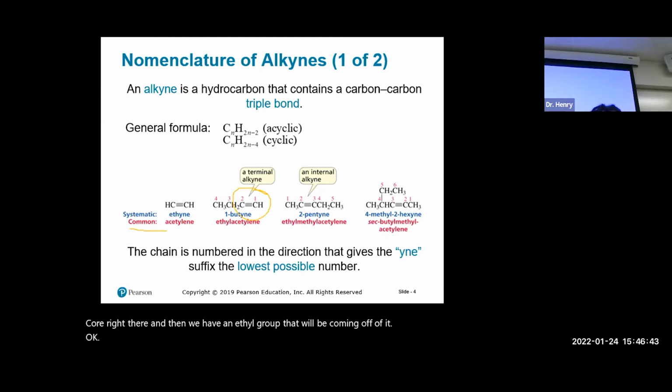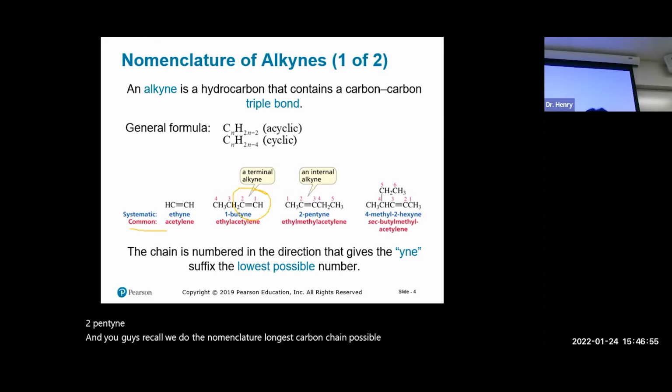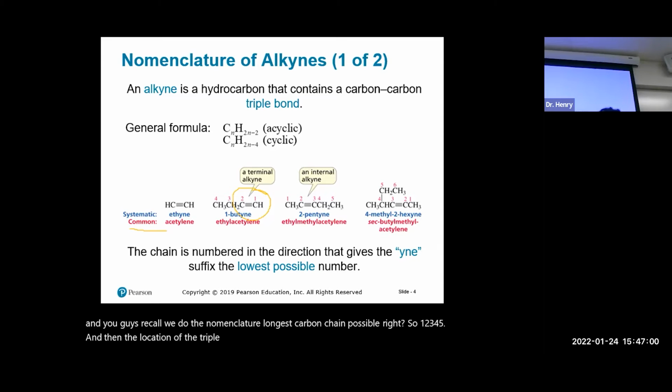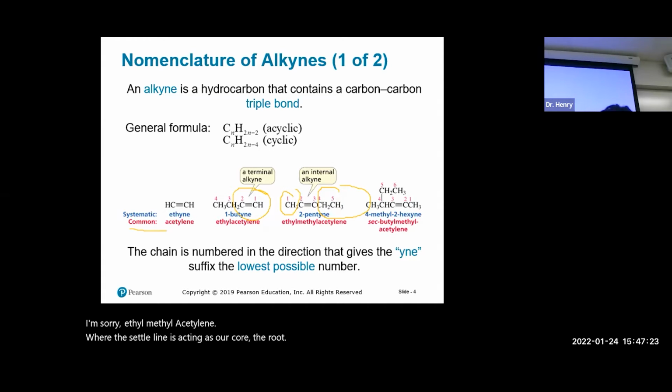Then we have 2-pentyne, and you guys recall we do the nomenclature with the longest carbon chain possible, right? So 1, 2, 3, 4, 5, and then the location of the triple bond. Or we could call this methyl, where this is the methyl group. I'm sorry, ethyl methyl acetylene, right? Where the acetylene is acting as our core, the root. Okay.